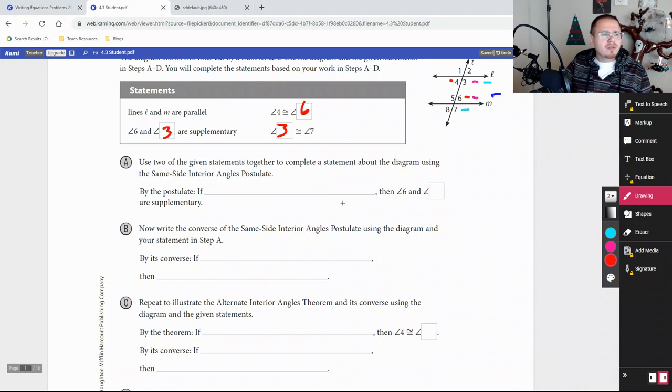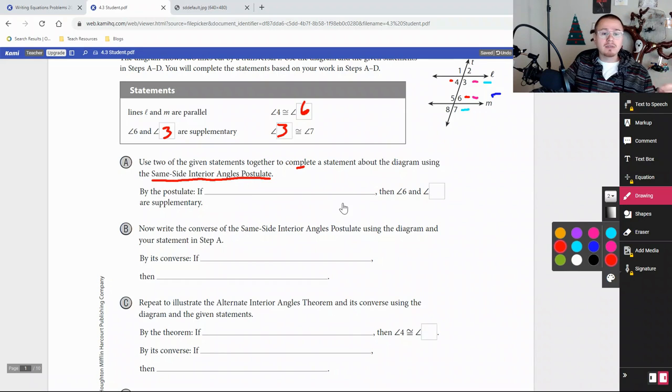So use two of the given statements together to complete a statement about the diagram using the same side interior angles postulate. Again, guys, if you have not made a good cheat sheet based off of the last couple lessons, that's where you want to be right now. You want to pause this video and go back and get a good cheat sheet of all your notes, because this is a lot to juggle, and your brain's probably going to struggle.